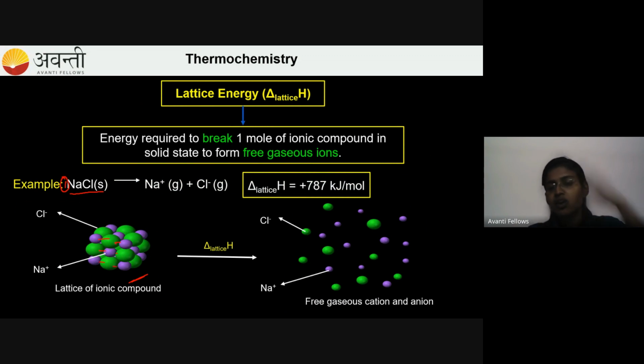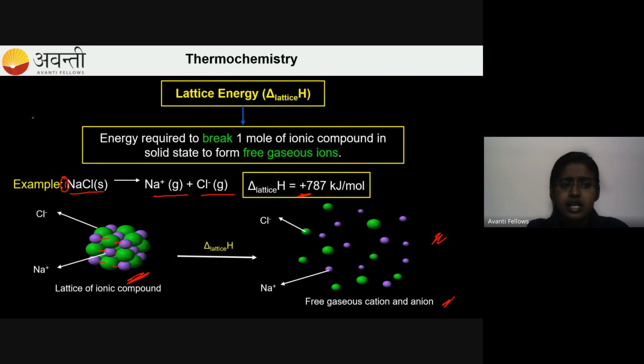If I break all the sodium chlorine interactions, all the Cl minus and Na plus will be separated like this. So it is getting separated into gaseous cation and gaseous anion, the free gaseous cations and anions. Here bond breaking is occurring. Bond breaking is always endothermic in nature, and if the process is endothermic, then the value should be positive.